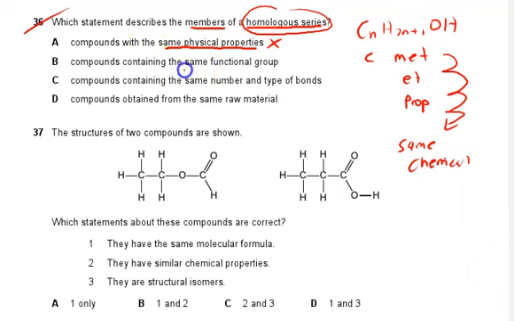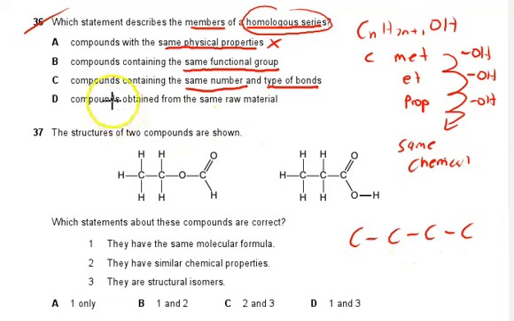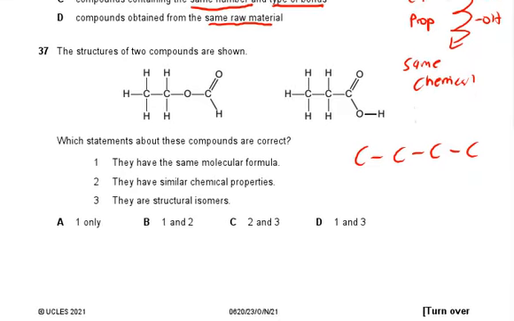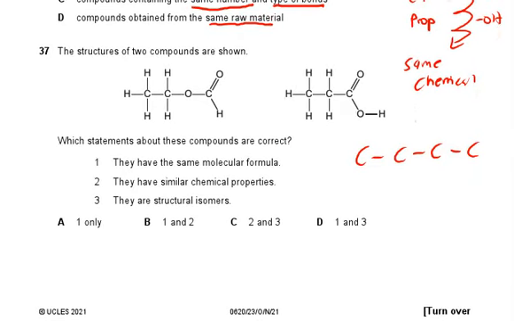So this is wrong. Same functional group, yes, all of them will have OH for alcohol. The compound contains same number and type of bonding. This is wrong, because when the carbon is increasing, your bonding increases as well. A compound obtained from the same raw material, it depends actually. Okay, so your best answer here will be same functional group. So your answer here will be B. Okay, now let us look at question number 37. Okay, let me erase this.